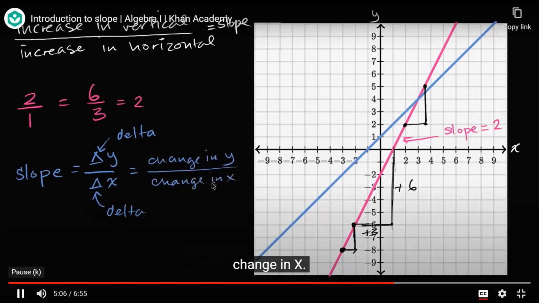Now, right here on this screen, he's already got this description up here above, increase in vertical over increase in horizontal. He's saying that that's slope. Now he's adding another one here, this delta y over delta x, change in y over change in x, y2 minus y1 over x2 minus x1.